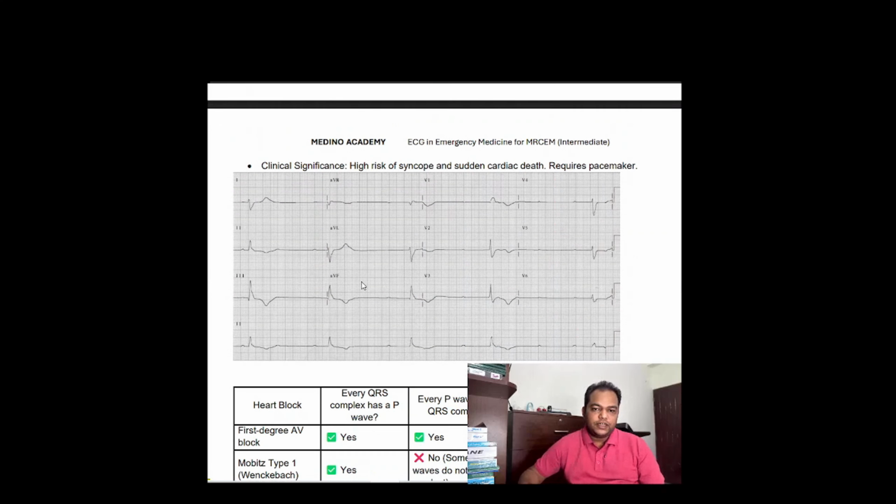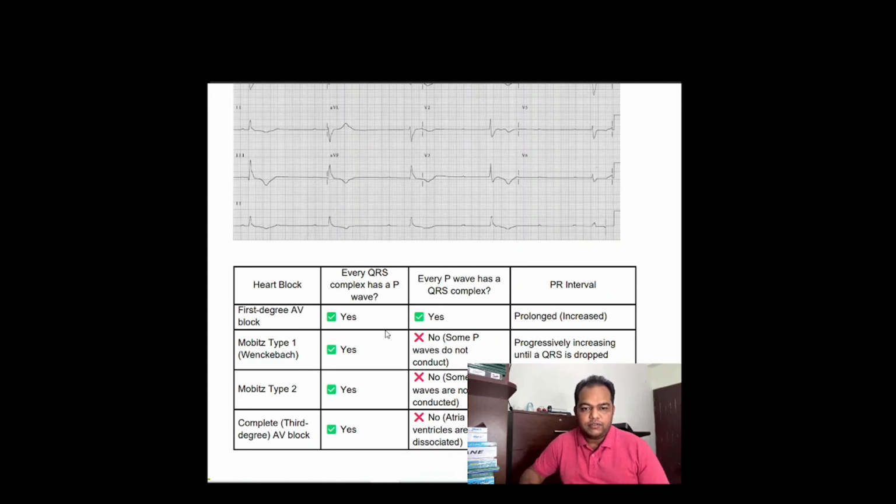And in case of third degree AV block, PP intervals are constant. RR intervals are also constant, but there is no association between the P waves and the QRS complexes. That means complete dissociation between P waves and the QRS complexes. So it is complete AV block or third degree AV block.